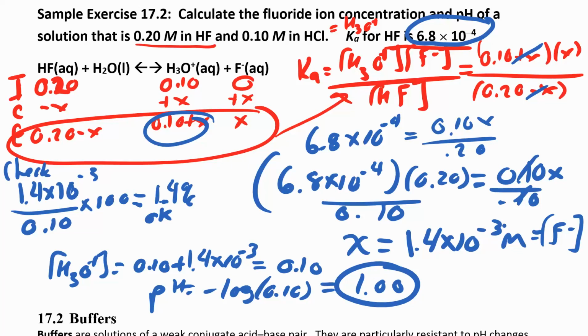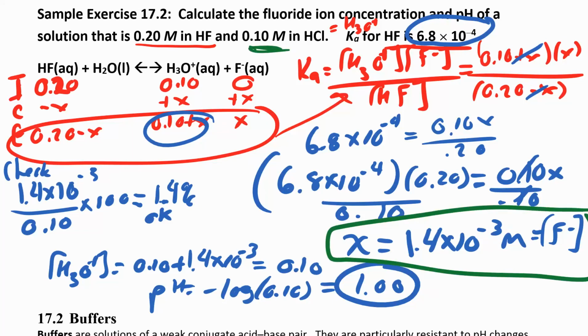So we got our hydronium concentration, which was really kind of what we started with. We didn't really make that much more. And then the fluoride concentration. Make sure you don't stop here at this x and then try to do the negative log of that and figure out the pH from that. This is not the hydronium concentration. The hydronium concentration is whatever we started with, plus a little bit more, but since it was so small, it didn't really change the pH at all.